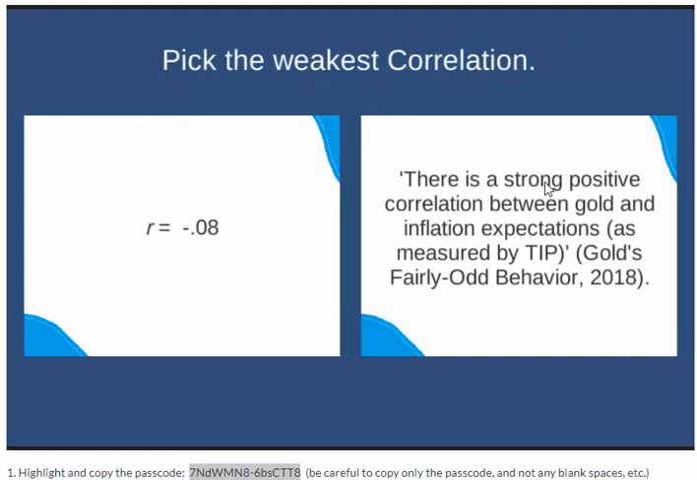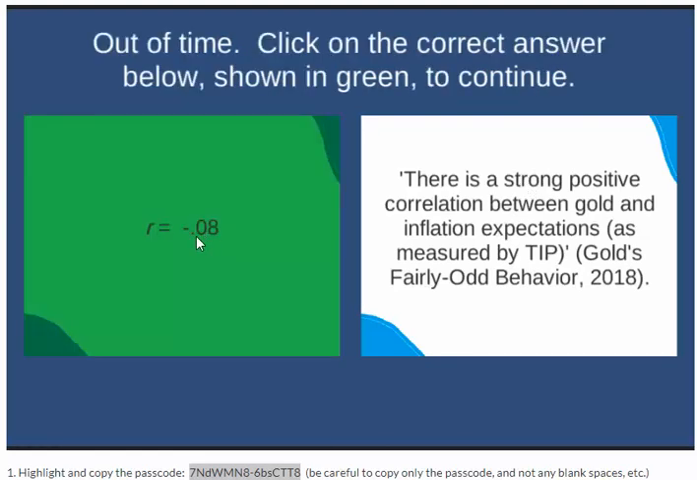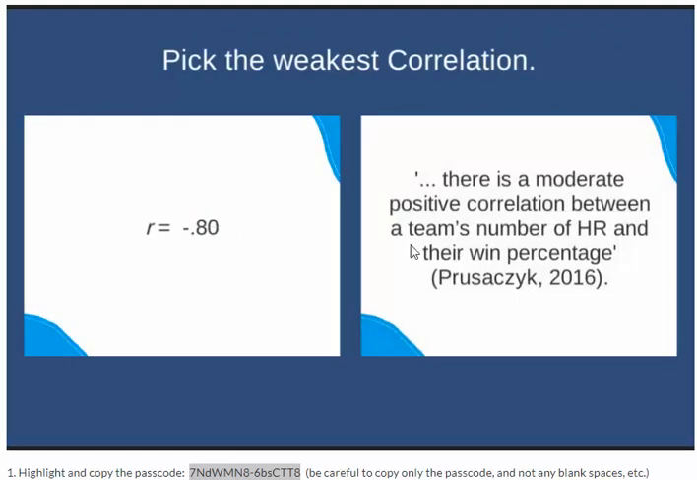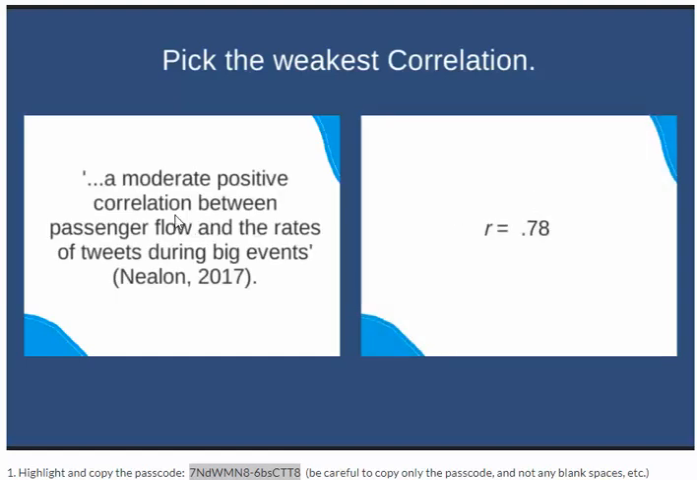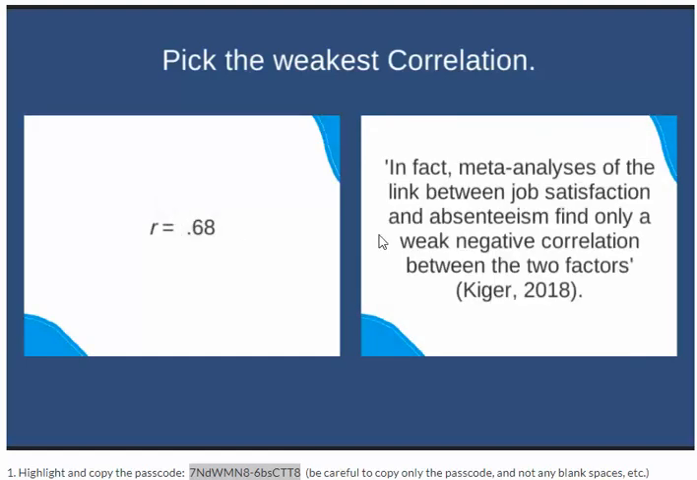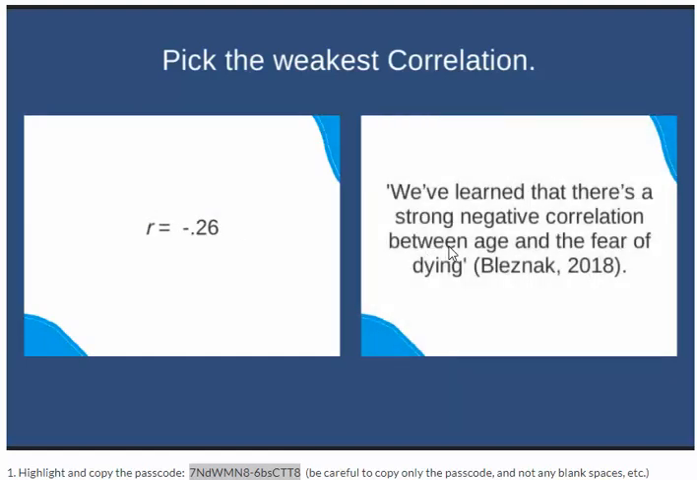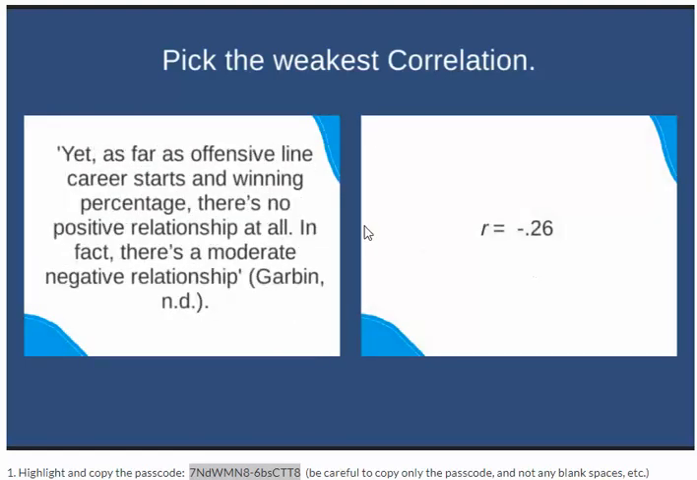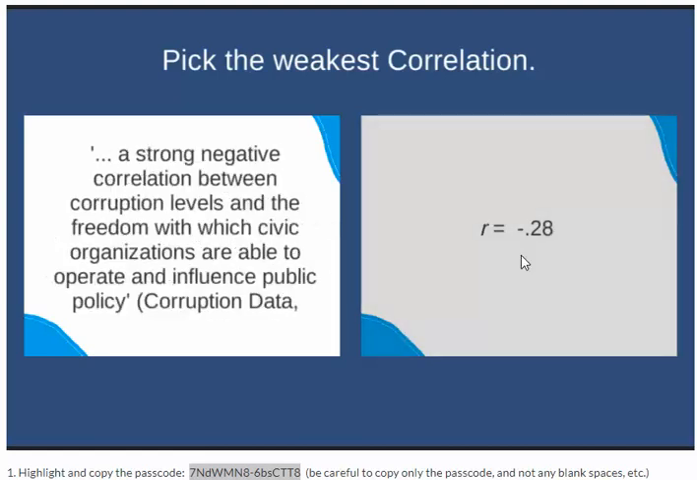So this is a strong correlation, so I'm not going to click on that. I'm going to click on the weaker one. As you can see, I waited too long. Negative 0.08 is closer to 0, so that's the correct answer. So let's see here. Weak, click on that. Moderate, click on that. Moderate, click on it. Weak, click on that. Strong, not that one. Strong, not that one. Moderate, so click on the negative 0.26.